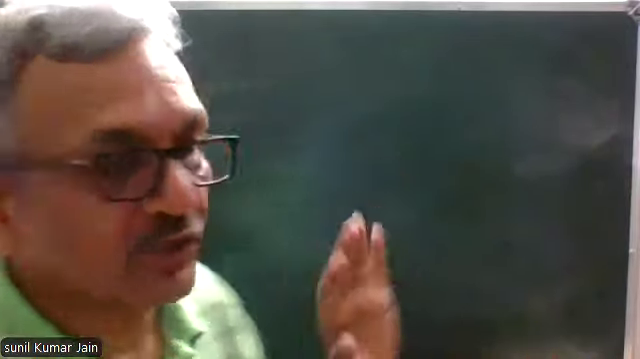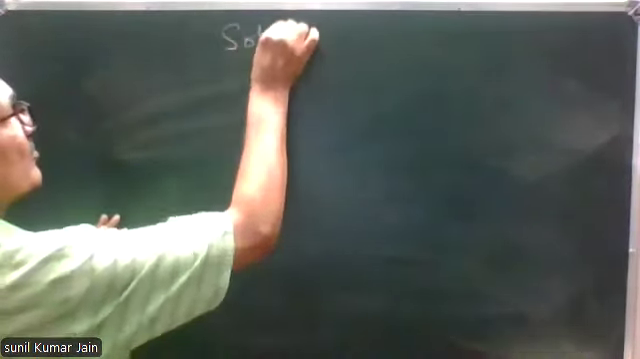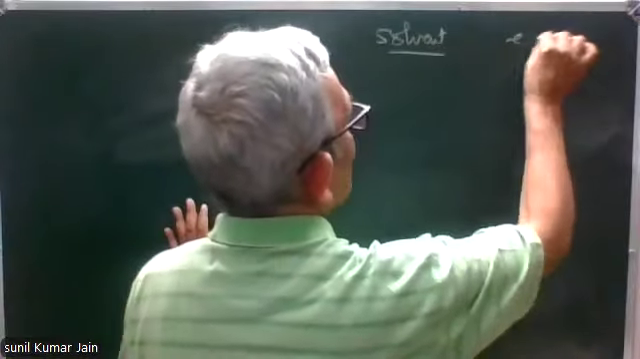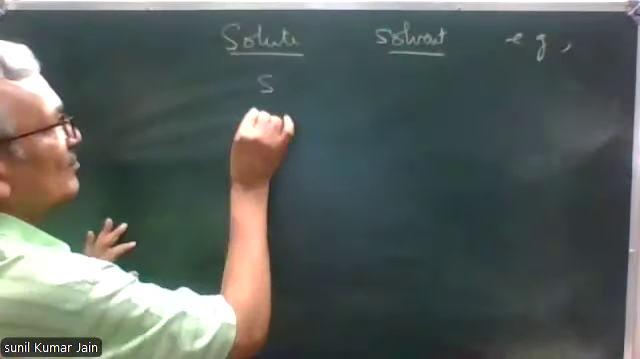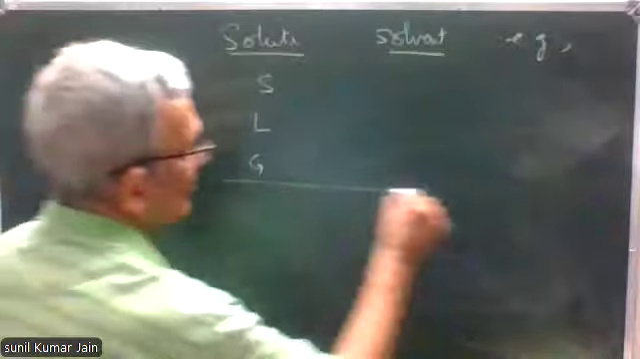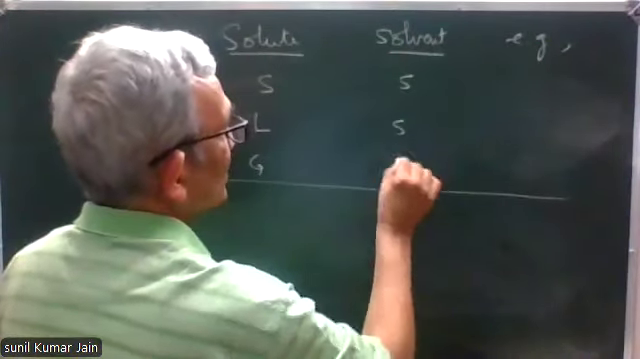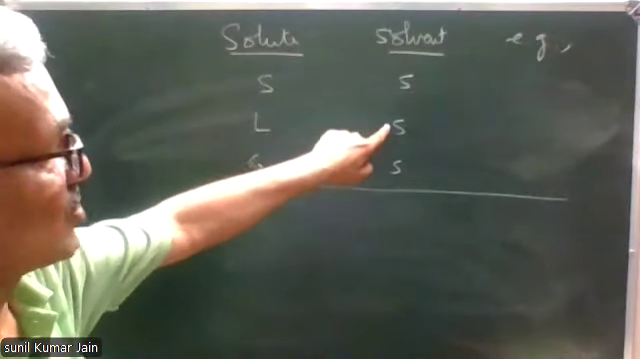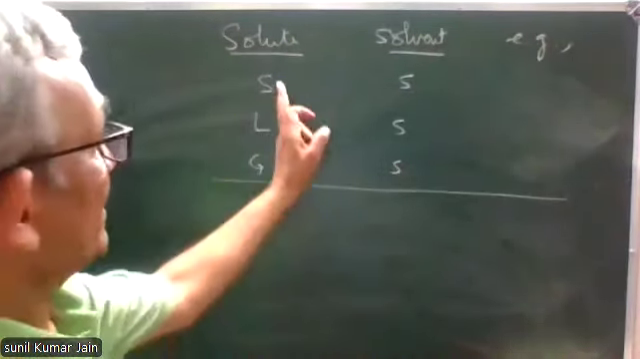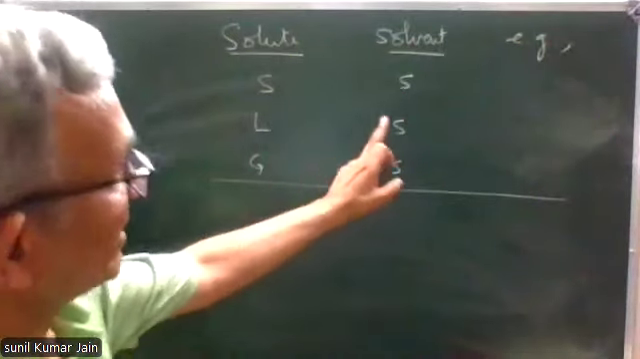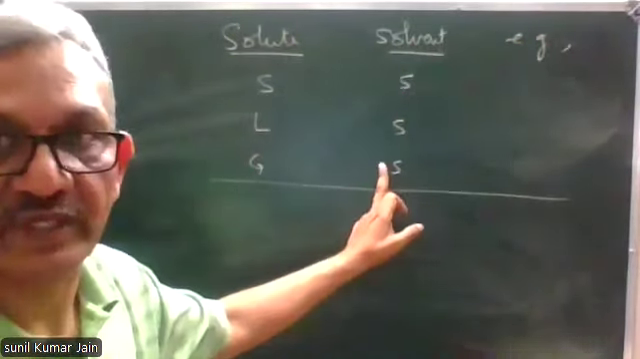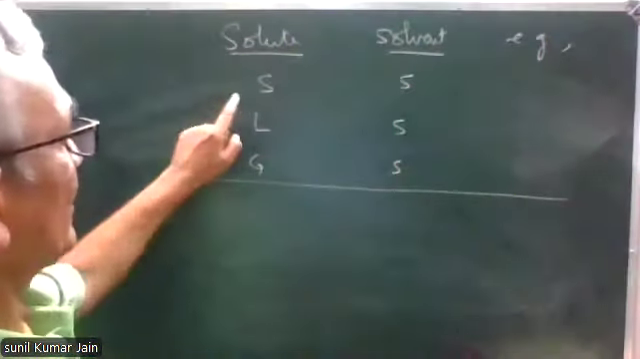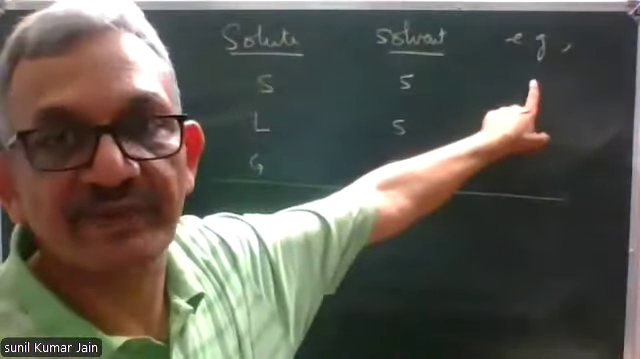This you please write in tabular form. Solute, solvent, example. Solid, liquid, gas, dissolved in solid, solid, solid. It means I can say solid dissolved in a solid, liquid dissolved in a solid, gas dissolved in a solid. Right? So like this, there will be 9 categories. Write down: solid in a solid. Example, alloys.